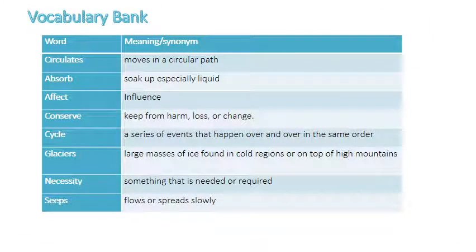Let's make a quick revision for the vocabulary words with their meanings. Circulates, moves in a circular path. Absorb, soak up, especially liquid. Affect, influence. Conserve, keep from harm, loss, or change. Cycle, a series of events that happen over and over in the same order. Glaciers, large masses of ice found in cold regions or on top of high mountains. Necessity, something that is needed or required. Seeps, flows, or spreads slowly.